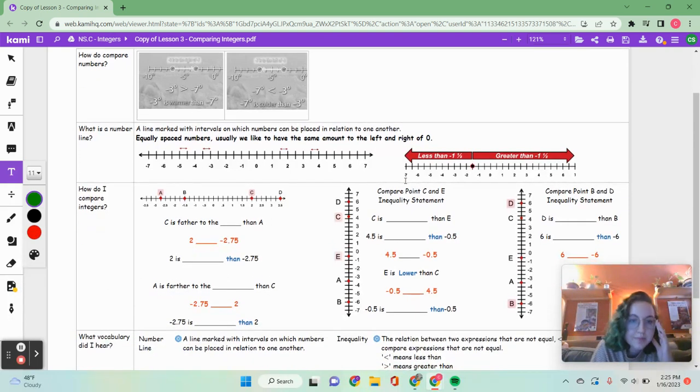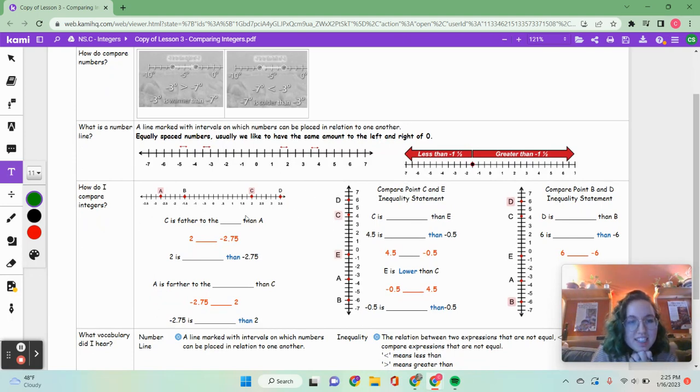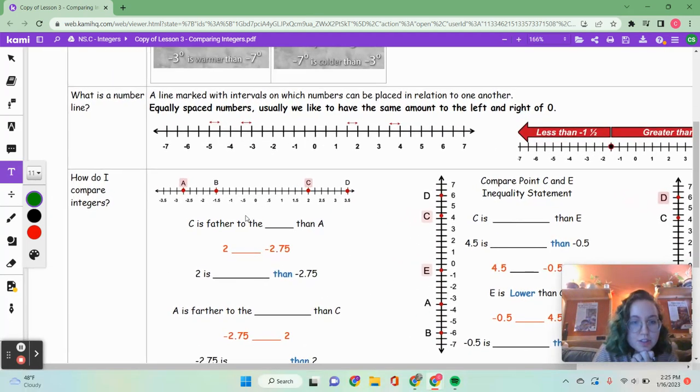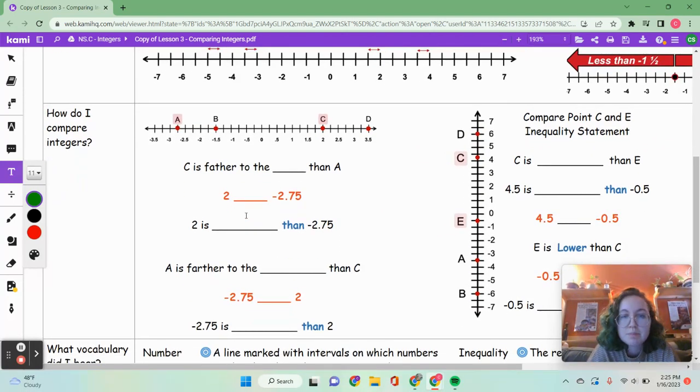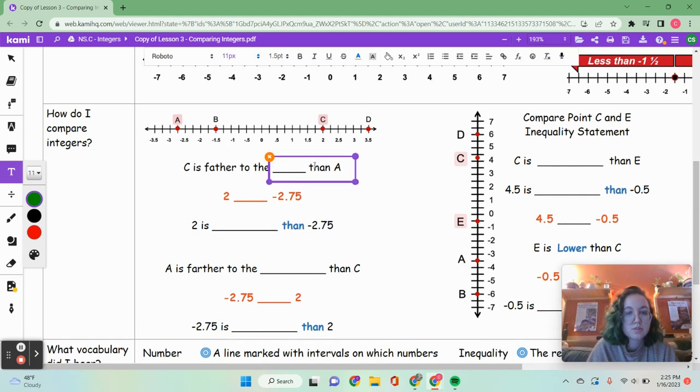So let's put this into practice. If I'm looking at this number line, it's a little tiny here, so I'll zoom in a little bit. If I'm trying to compare these numbers, A, B, C, and D, here we're trying to say C is farther to the right than A, right? C is more right leaning than A. So we can write right here. So what that means is, since it's farther to the right, that means it's greater.